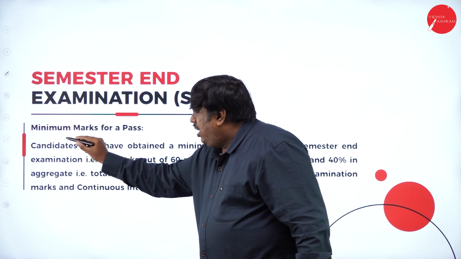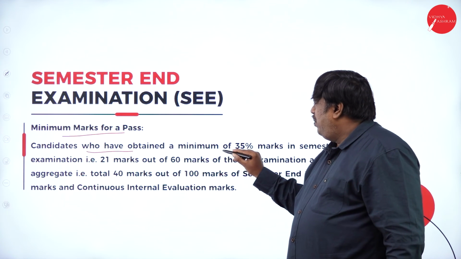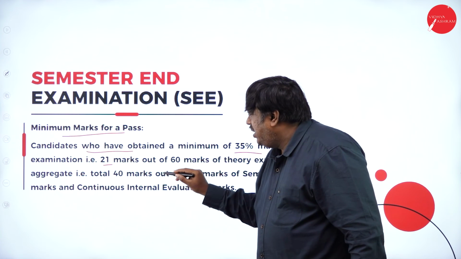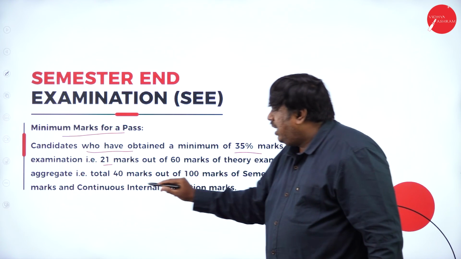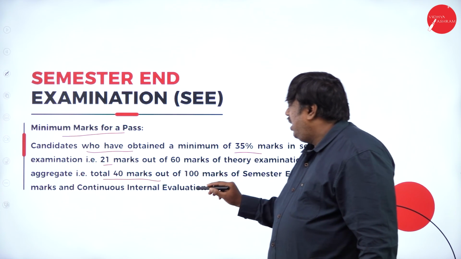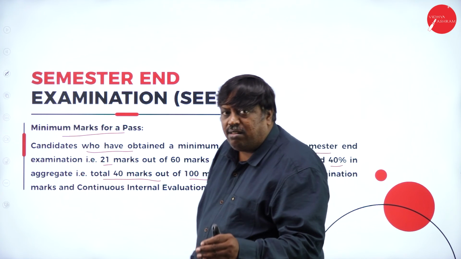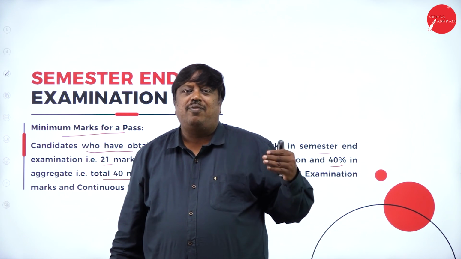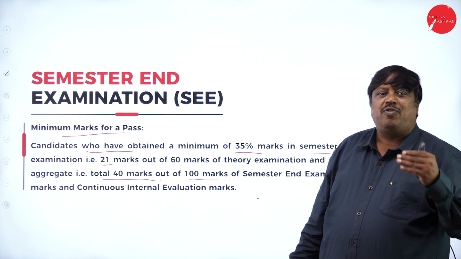Here, the minimum marks to pass: candidates must obtain a minimum of 35% marks in the semester end examination, that is 21 marks out of 60, and in the total examination a 40% aggregate, that is 40 marks out of 100 marks, should be there. Means if I got 21 marks in the theory, my internal assessment marks should be 19. If I add both, 21 plus 19, it is 40 marks, which is required to clear my paper.